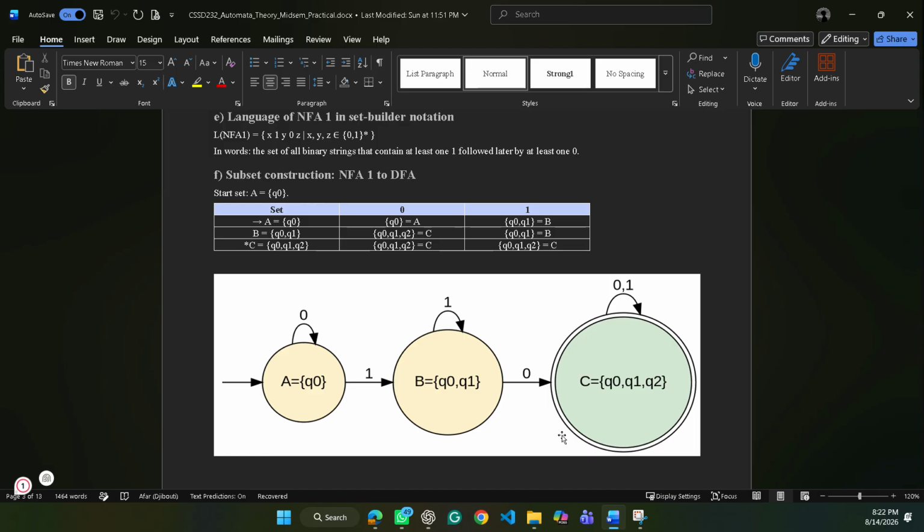The main concepts demonstrated here are NFA transition tables, state elimination, regular expressions, the extended transition function, language description using the set builder notation, and subset construction. Thank you very much for taking some time for this video.